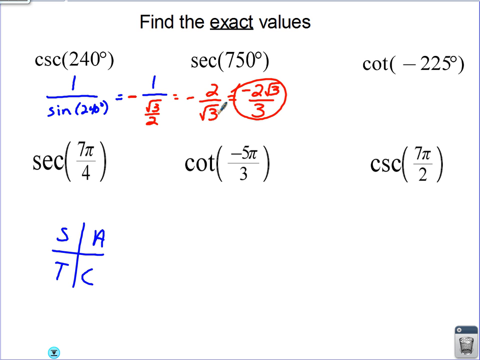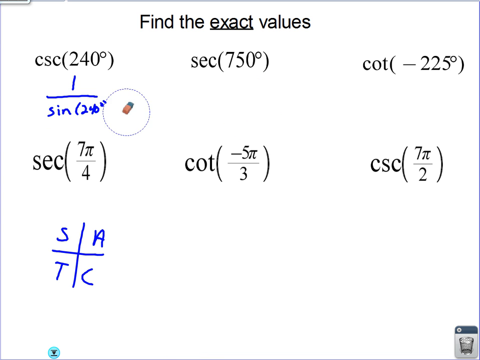Secant of 750. Let me erase that so I have room. The secant of 750 is the same thing as 1 over the cosine of 750. Now I notice 750, we normally deal between 1 and 360, so 750 is way too big, so find coterminals. Take off some rotations there. It's going to make it easier.